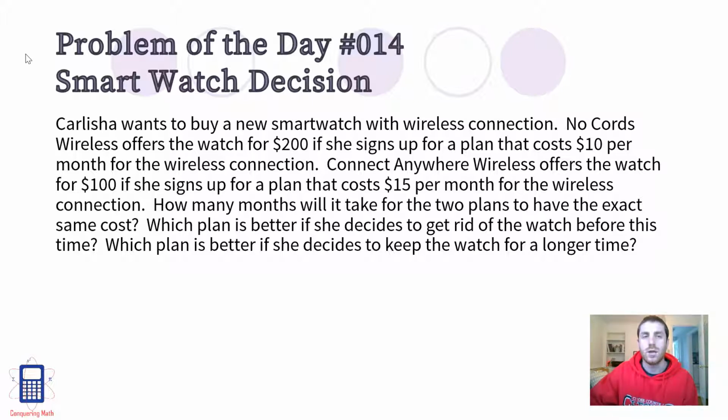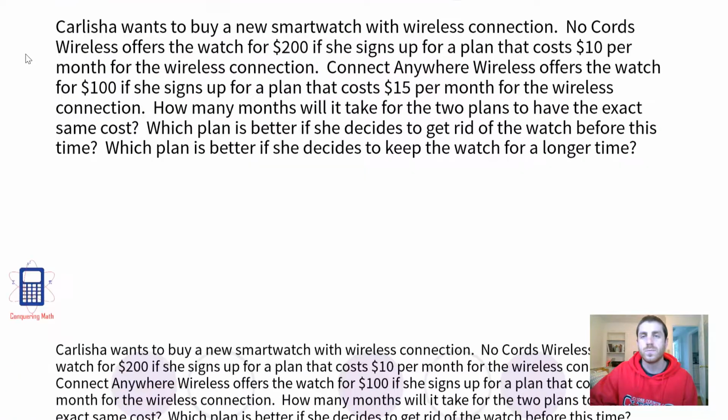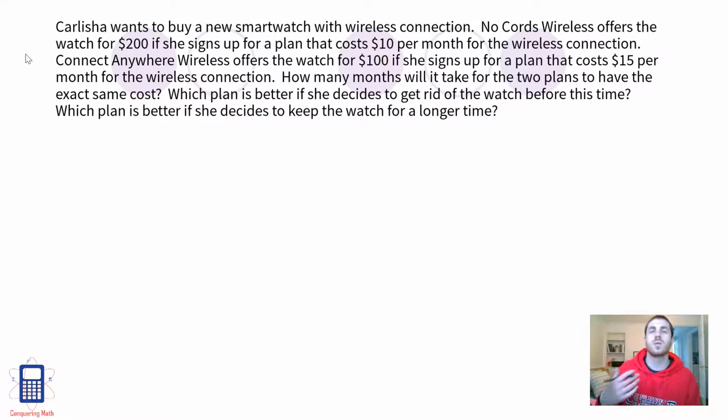Then once you know that, which plan is better if she decides to get rid of the watch before this time, and which plan is better if she decides to keep the watch for a longer time? We can set this up as an equation. We'll write an expression for each of the two costs, and we'll set them equal to each other, because it says how many months will it take for the two plans to have the exact same cost. So we just set them equal to each other and solve.